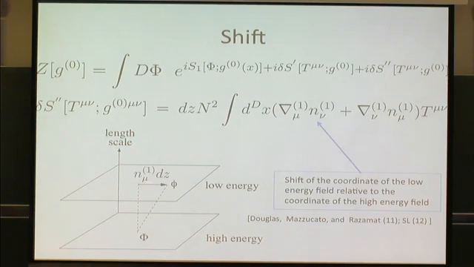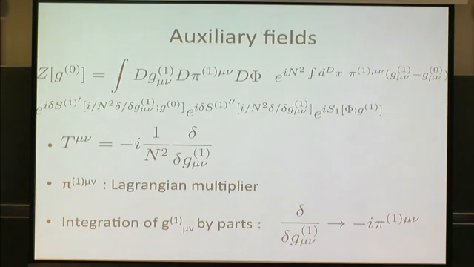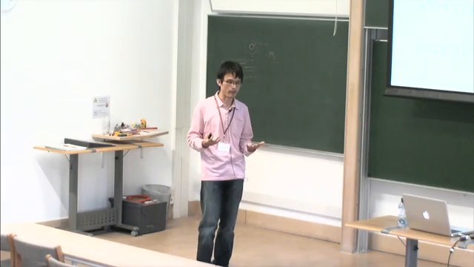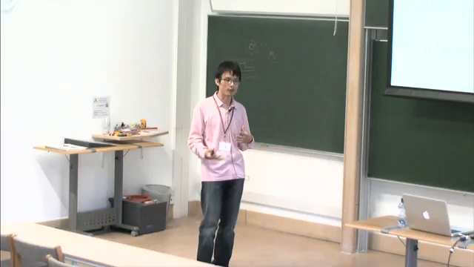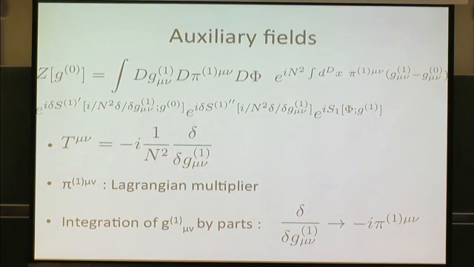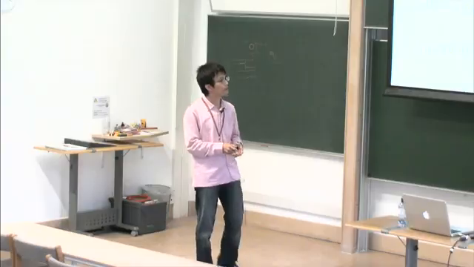A shift of the coordinate is equivalent to changing the metric by some amount, and this introduces another correction to your action. This kind of RG dependent shift was first considered, I think, in this paper. And then, as I said, we introduce this auxiliary field. So here G1 mu nu is now the dynamical d-dimensional metric, and pi mu nu is the conjugate field. And it's easy to see that this is equivalent to the previous theory with the double trace operator.